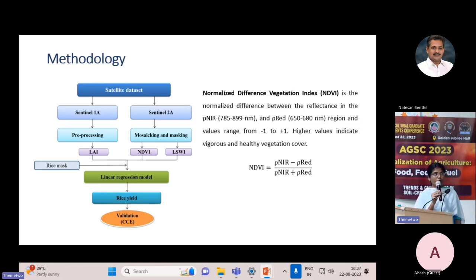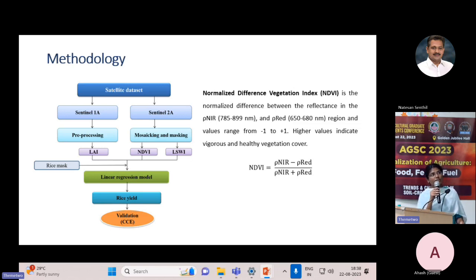Then Sentinel 2A pre-processing involves mosaicing and masking to the study area. From that, we can derive the normalized difference vegetation index and the land surface water index. Then the rice mask is extracted in Mapscape software using the Sentinel 1A microwave data. Based on that mask, we extract LAI, NDVI, and LSWI. Then we run a linear regression model, and based on it we calculate the rice yield. Then the yield is validated with CCE. CCE means crop cutting experiment yield.